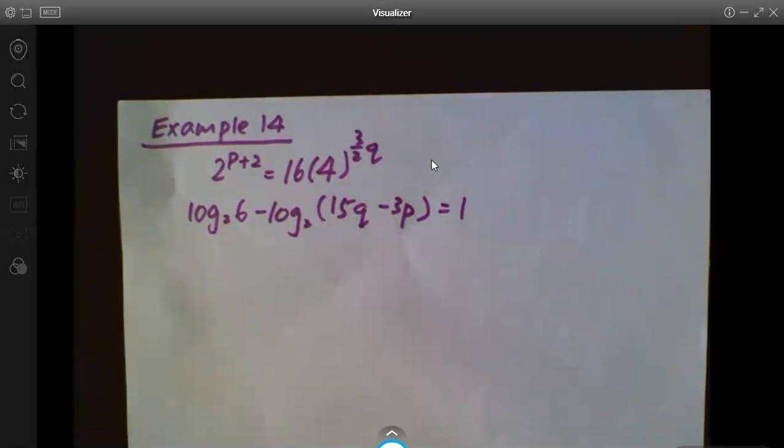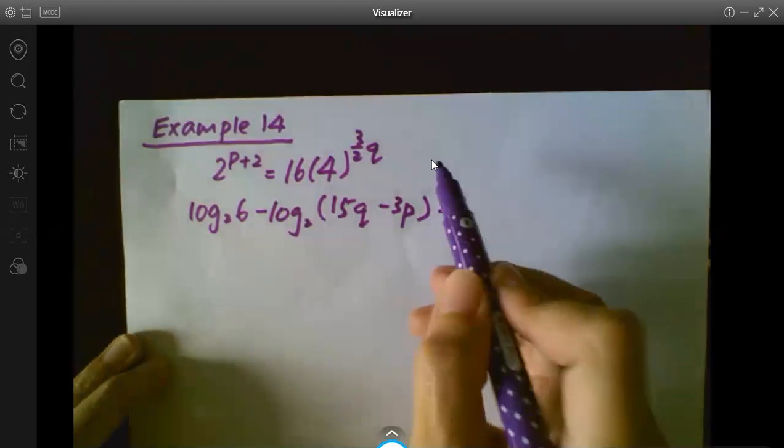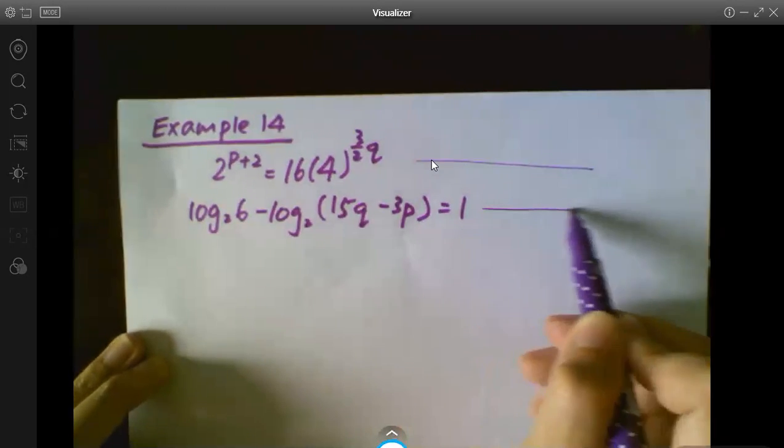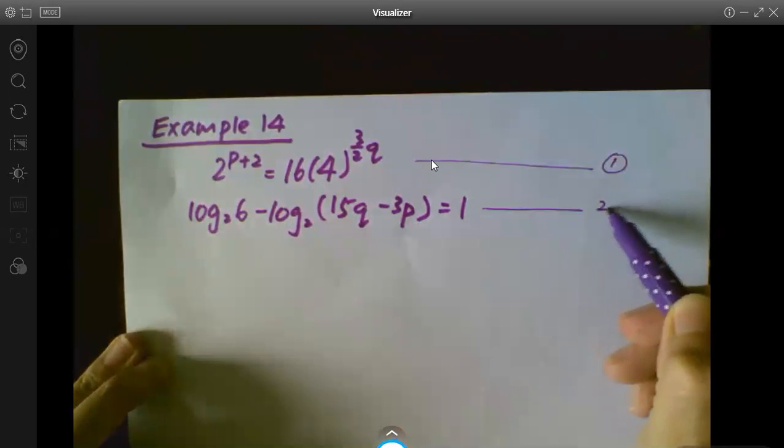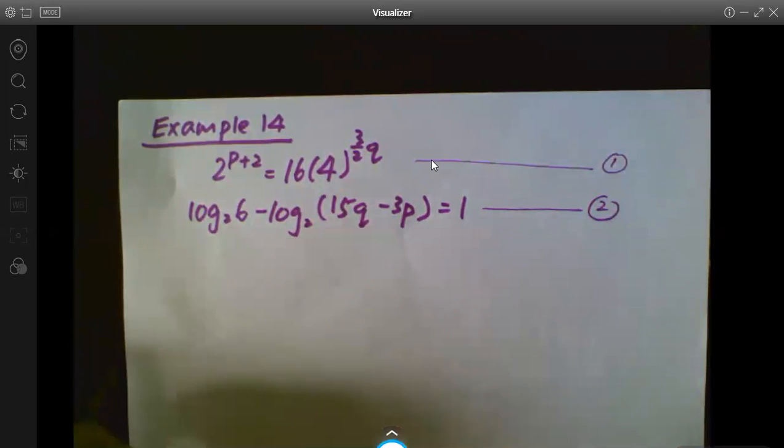Let us look at example 14. 14 is another simultaneous equation. So before we start any simultaneous equation, it's a good idea to label the equations. Let me call them 1 and 2. This will make it convenient for us to write our working and explain what we are doing.